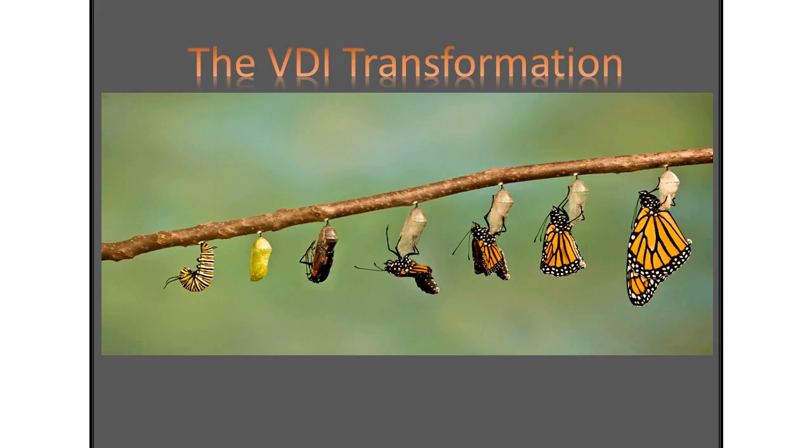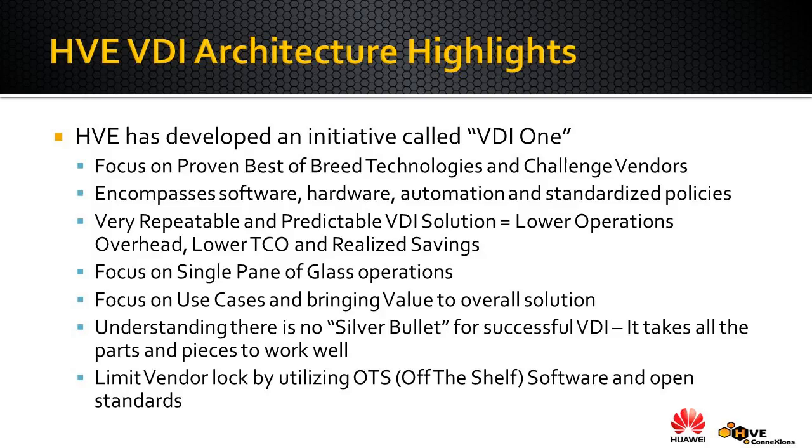So the transformation that we talk about really touches on our architecture highlights. This VDI one initiative is the philosophy we embraced. We embraced this solution by taking best-of-breed technologies and challenging vendors to deliver and provide these technologies with very high quality, with cost efficiencies in mind. And so the philosophy encompasses software, hardware, the automation that we build in, and standardized policies is very key.